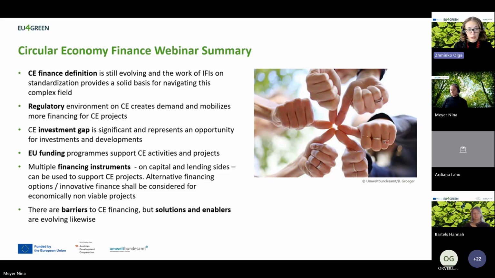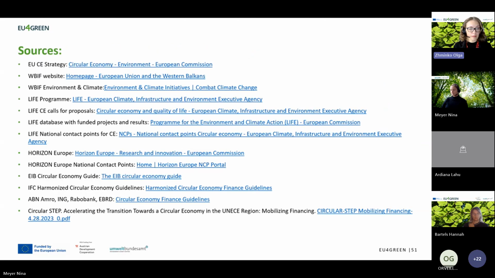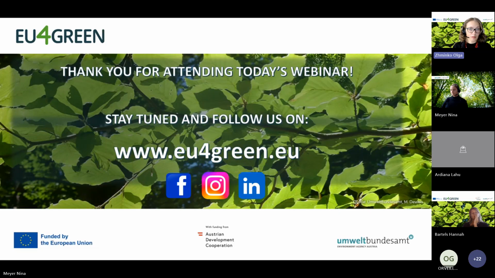There are barriers to circular economy finance, but there are also solutions and enablers of it. They are evolving. We have also prepared a list of links you can find in our presentation, which we used, but it also makes sense in general to check those links if you are interested in circular economy financing.